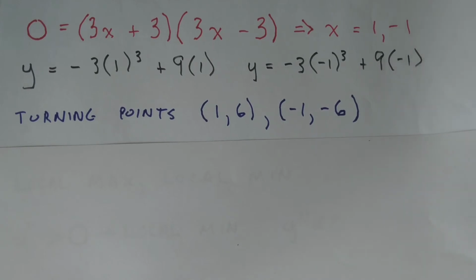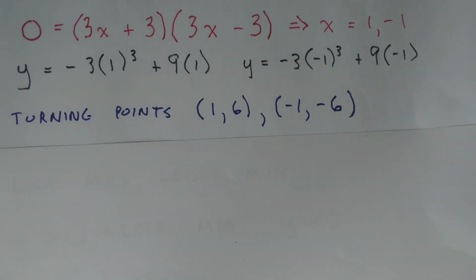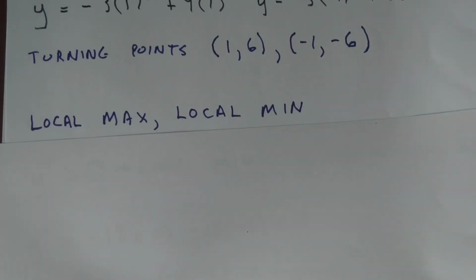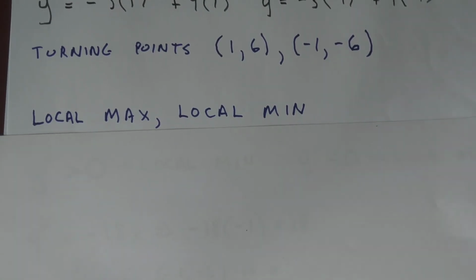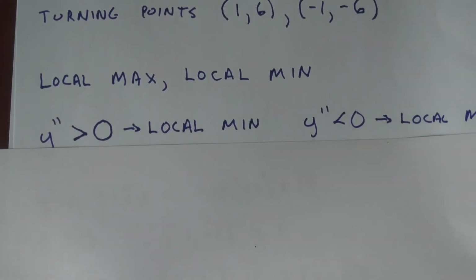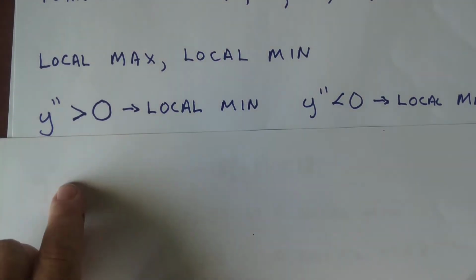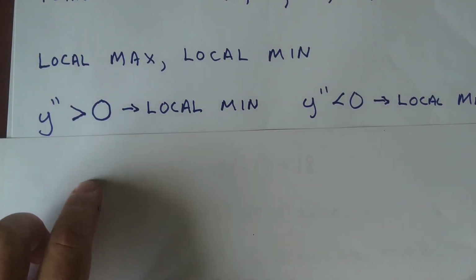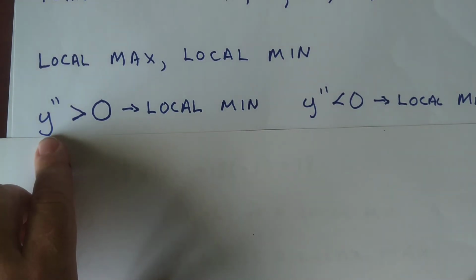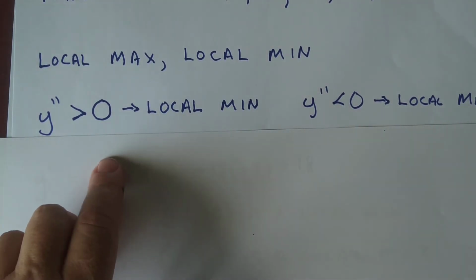And now we have to find whether or not they're local minima or local maxima. That's our next step. And this is a rule that I want you to remember. The second derivative is just the derivative of the first derivative. And if the second derivative is greater than 0, then it's a local min.